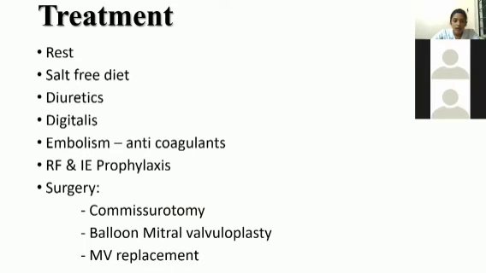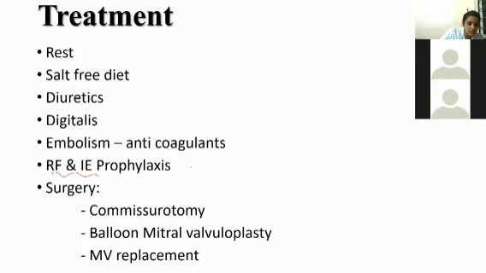So the treatment is rest, salt-free diet. If the condition is not worse, we will go for these things like rest, salt-free diet, sodium restriction, then diuretics. So this treatment is mainly like heart failure treatment. Diuretics, digitalis. In case of embolism, we will give anticoagulants. Then rheumatic fever and infective endocarditis prophylaxis. Why? Because mostly these valvular disorders are happening due to these two conditions.